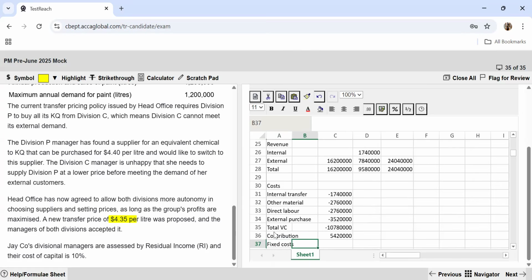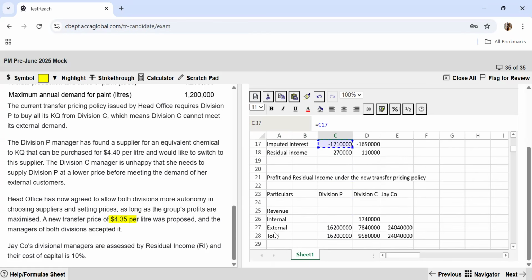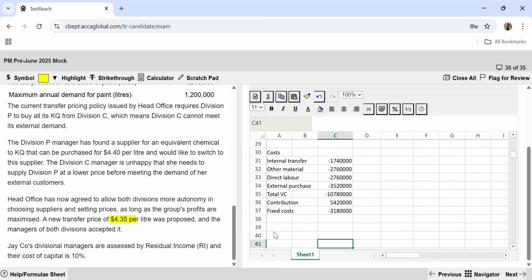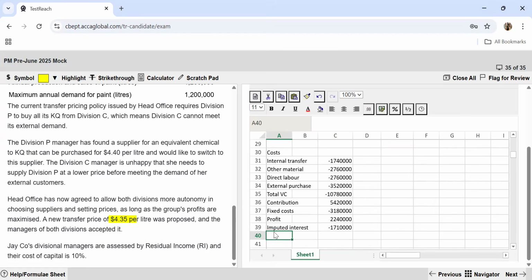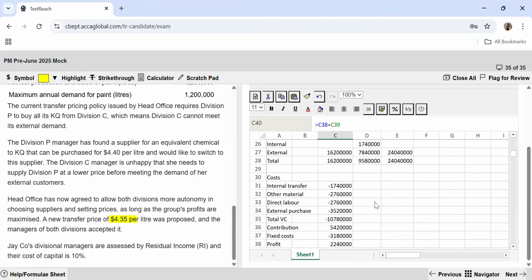My fixed costs will be the same, so I can bring in the numbers from the top. This is what my fixed cost is going to be. Now, if I take away the fixed cost from my contribution, I will get what we call my profit. Then my imputed interest also I can bring in from my above workings. This is what my imputed interest looks like. And then I can finally find out my residual income, which is going to be the imputed interest taken away from my profits. So $530,000 is what my residual income is going to look like.